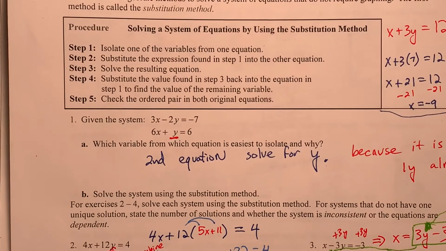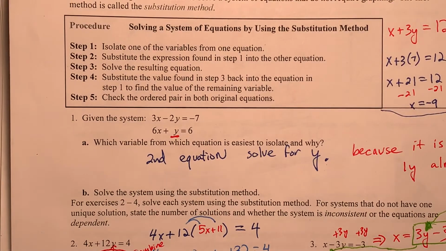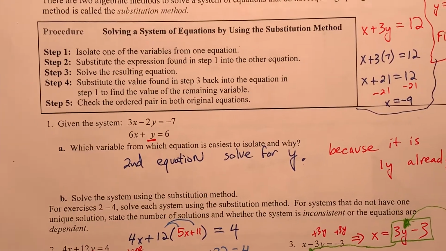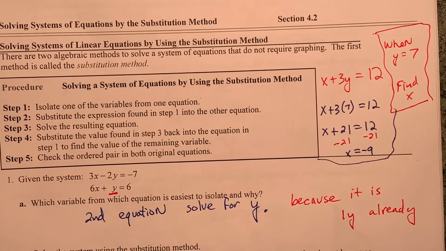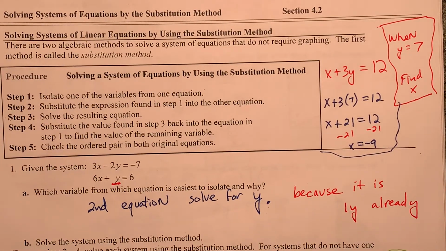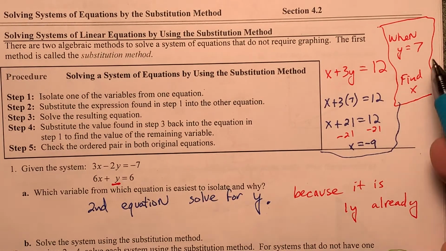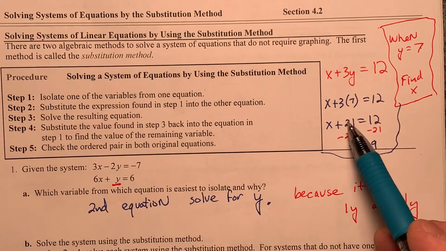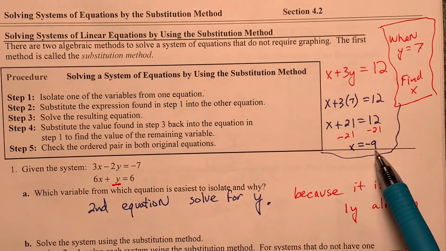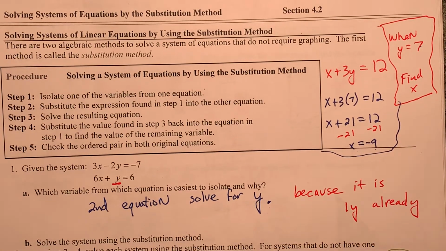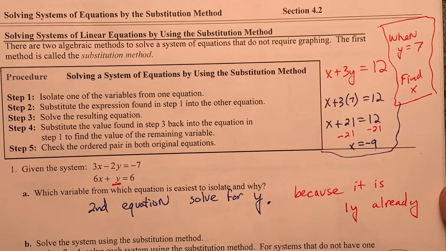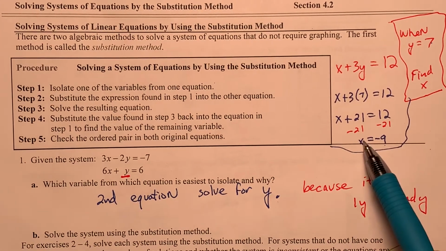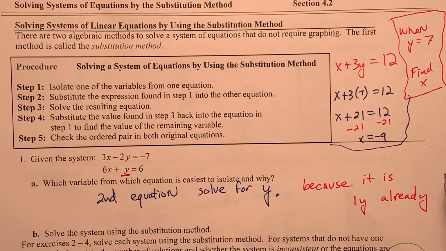Next one, 4.2. We're solving equations. Let's see here. When y is 7, find x. So look, if I put a 7 in for y, we can put that in and subtract it over, and then x is equal to negative 9. That's just a reminder, that's how we substitute in. So if we have one answer, we can put it in and find the other answer, basically.